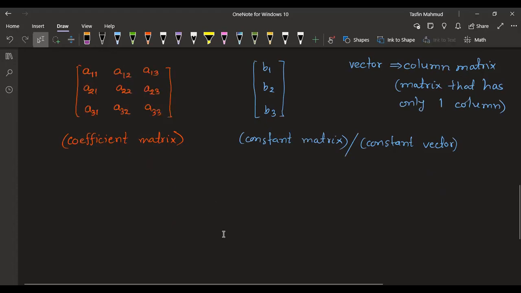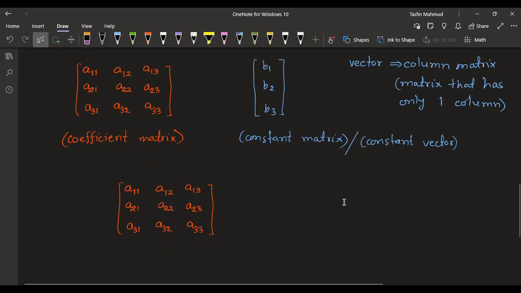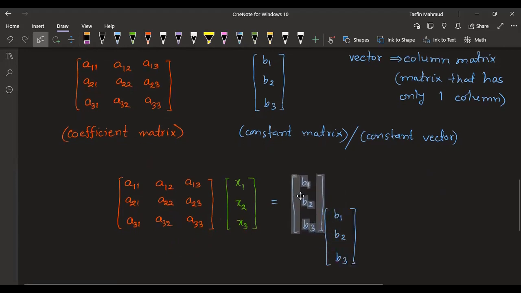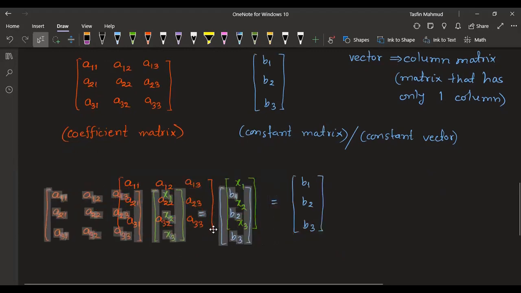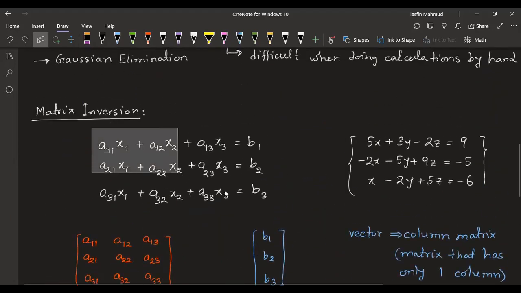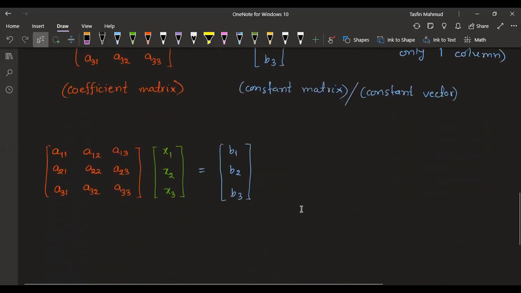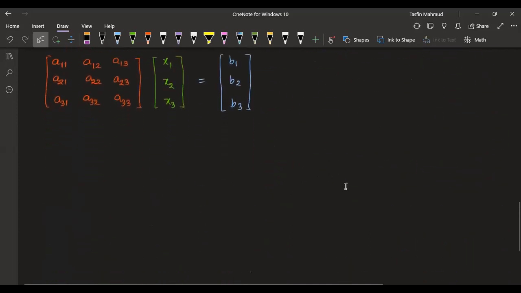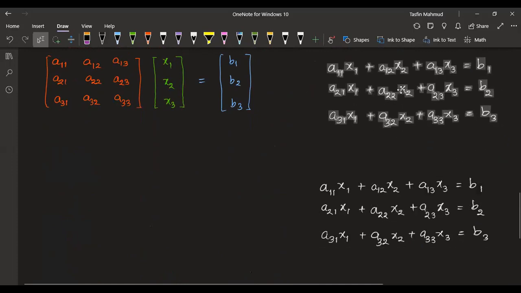I am just going to copy this thing here, and then there would be the unknowns multiplied with this, x1, x2, x3, and it would be equal to these constant matrix. Okay, so this is the same thing as this. These two are exactly the same things.